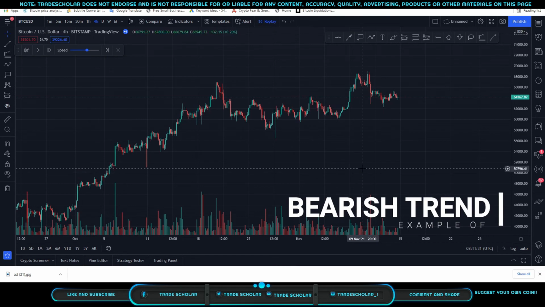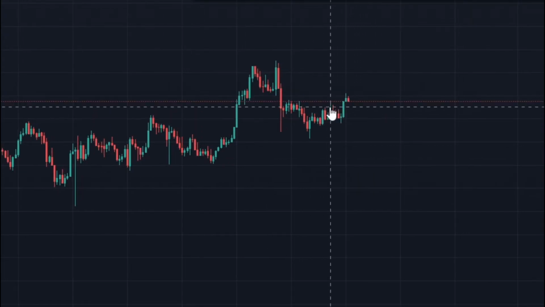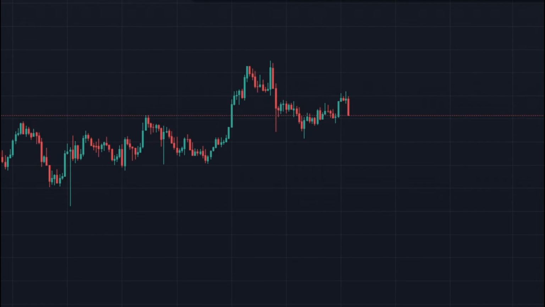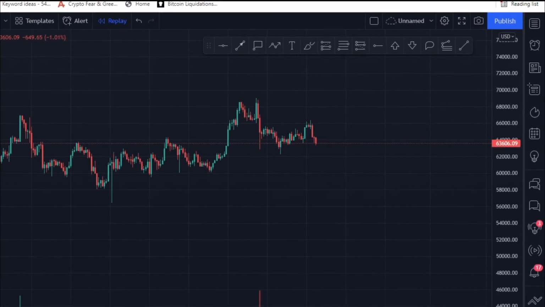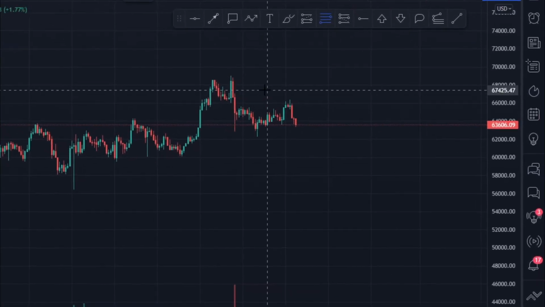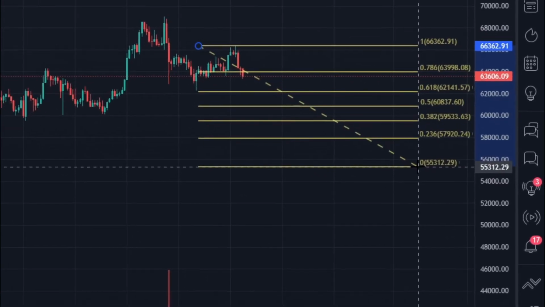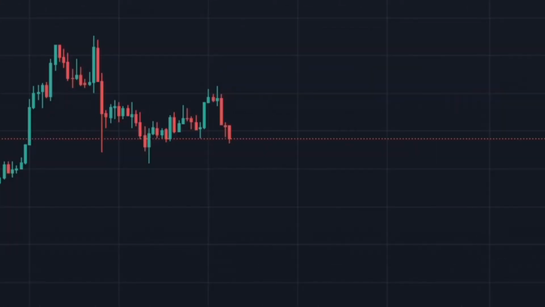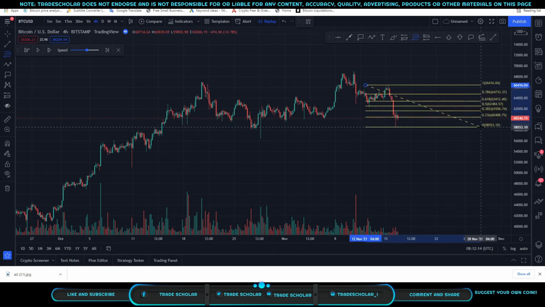How to use the Fibonacci retracement in a bearish trend. Swing high first. Okay, we found the swing high. So we pull the Fibonacci retracement and pull it from swing high to the downside. We will wait for the swing low. Okay? Okay, we found the swing low. So we'll open from swing high to swing low.